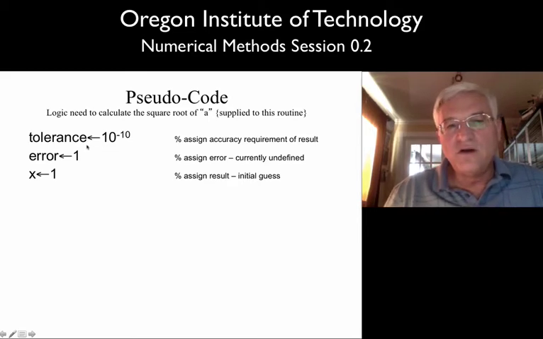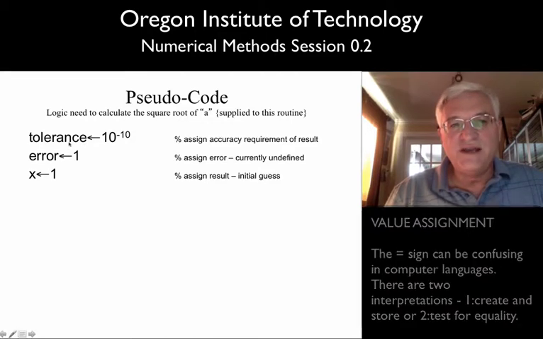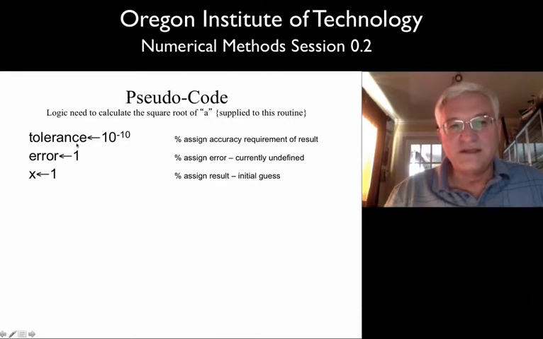I am going to go into memory of the computer and go to a location which I'm calling tolerance. Tolerance isn't really a variable at all. Tolerance is just the name of an address in memory. It's literally a memory location. And I am asking the computer to take the number 10 to the minus 10th and store it into the memory location whose address is called tolerance.